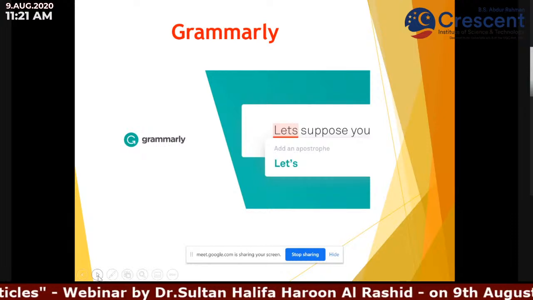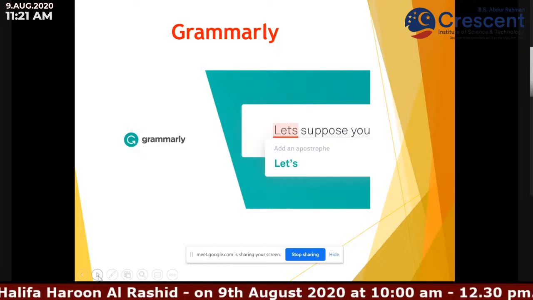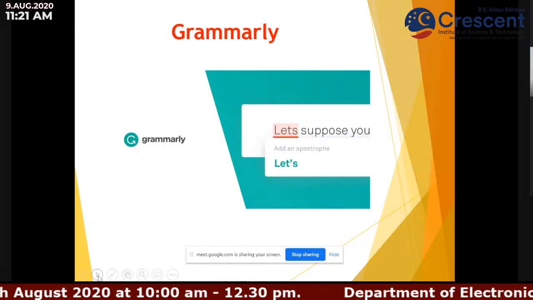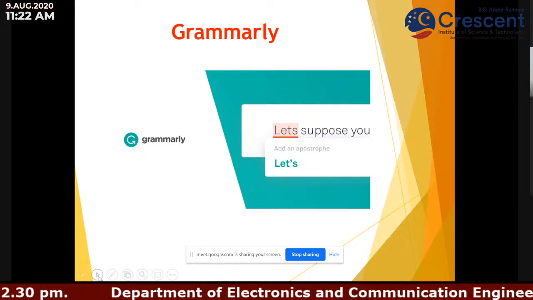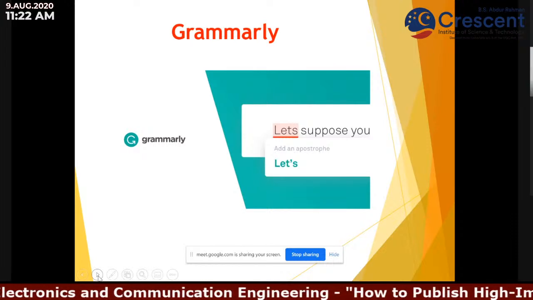So start to use Grammarly. You will definitely enjoy it. When I write emails to important people, when I draft proposals, I use Grammarly. And sometimes it identifies mistakes that I never thought I would make. So use this tool.